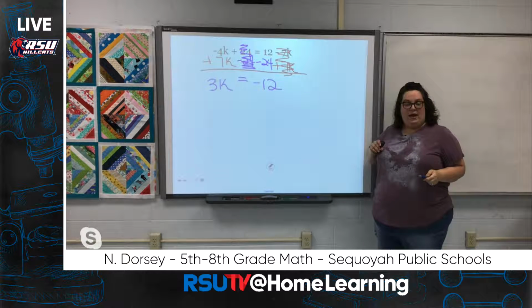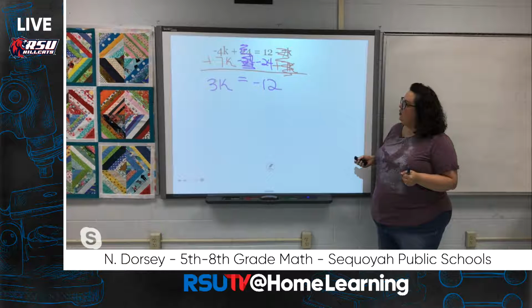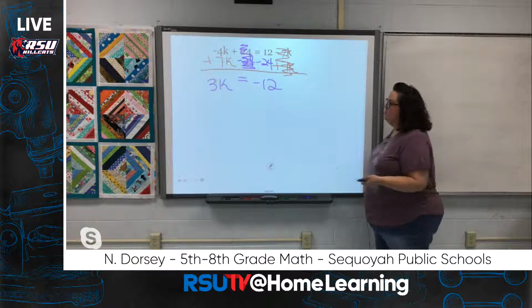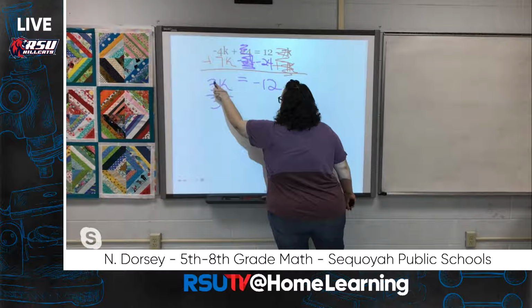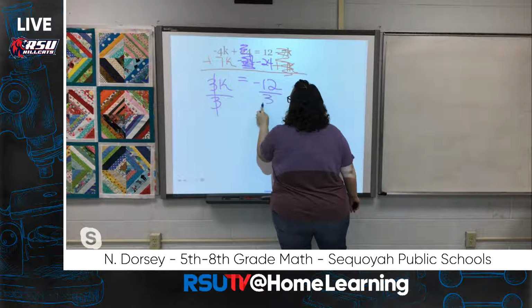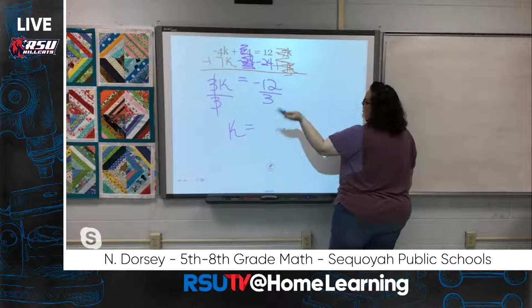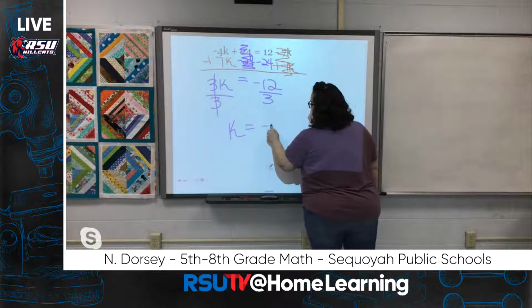And I am now at the one-step or two-step equation part of my multi-step equations. So 3k is multiplication, and the opposite of multiplication is division. So I'm going to divide both sides by 3, bring down my variable, bring down my equal sign, and just do the math. Negative 12 divided by 3 is negative 4.